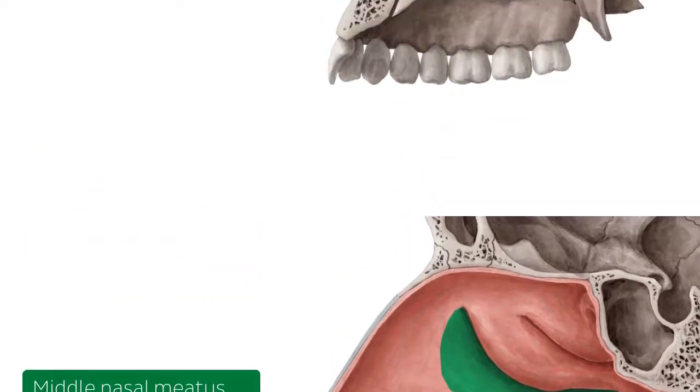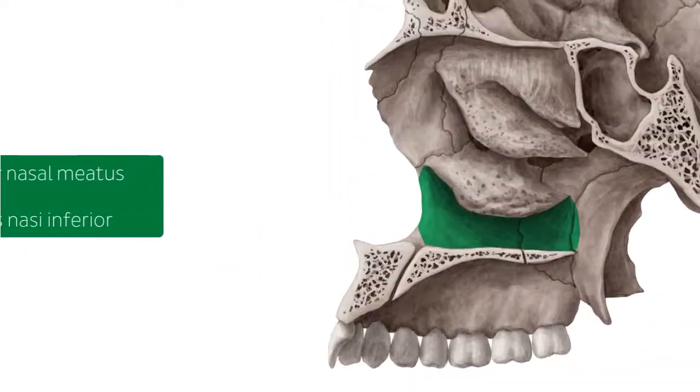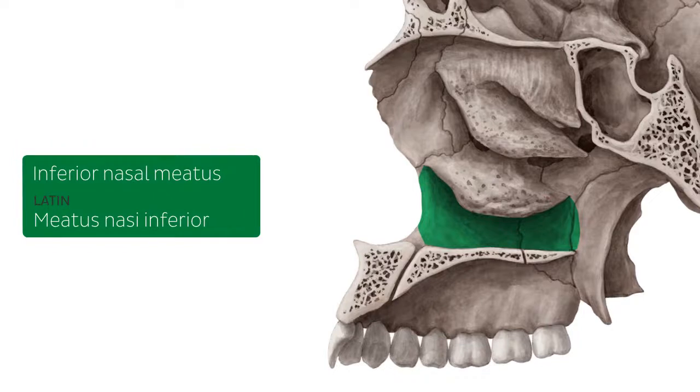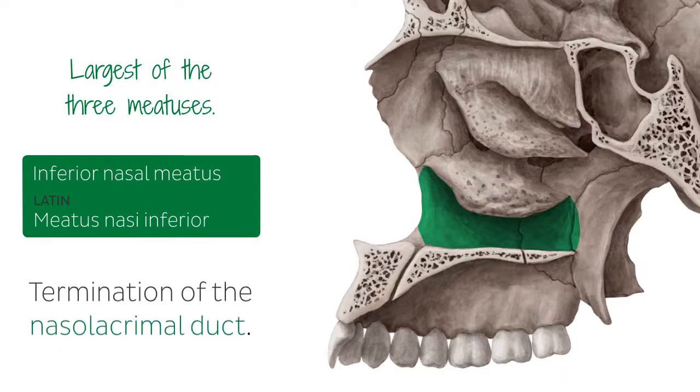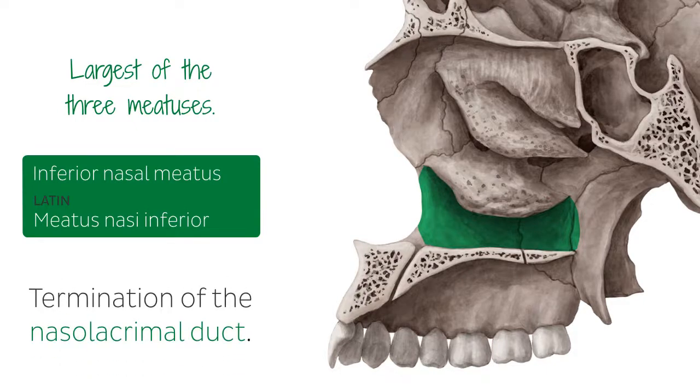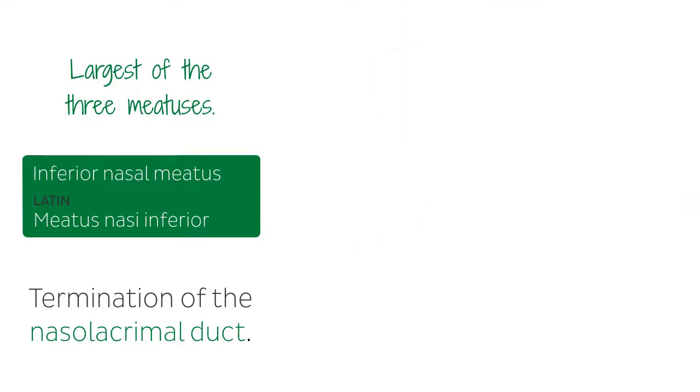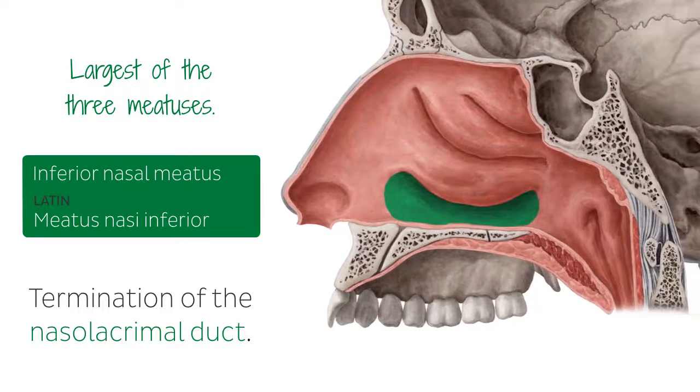Last but not least, we have the inferior nasal meatus, which lies below the inferior nasal concha. It is the largest of the three meatuses and extends most of the lateral wall of the nasal cavity. The anterior third of the inferior nasal meatus contains the termination of the nasolacrimal duct. Here we can see the inferior nasal meatus coated in mucous membrane.